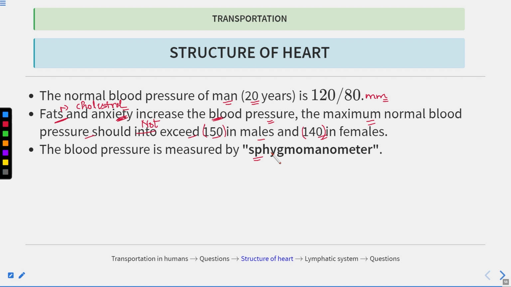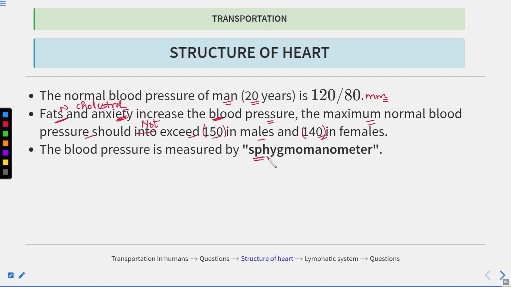Nowadays you can measure the blood pressure using electronic devices also. What you have to do is place the instrument, there is a wire that is connected, and then you can measure the blood pressure by wrapping that material onto your arm. It will give you the systolic blood pressure as well as the diastolic blood pressure. Now the instrument that is used to measure the blood pressure is known as the sphygmomanometer.